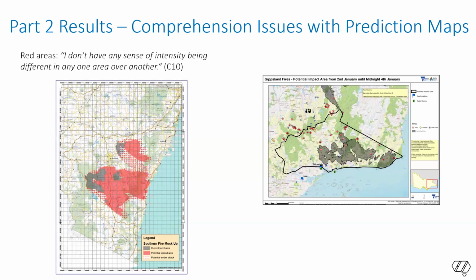And then on that same map, referring to the gray or the burnt areas, someone else told us, "Without knowing the extent of what's burned there and what's actually there could still be some risk."